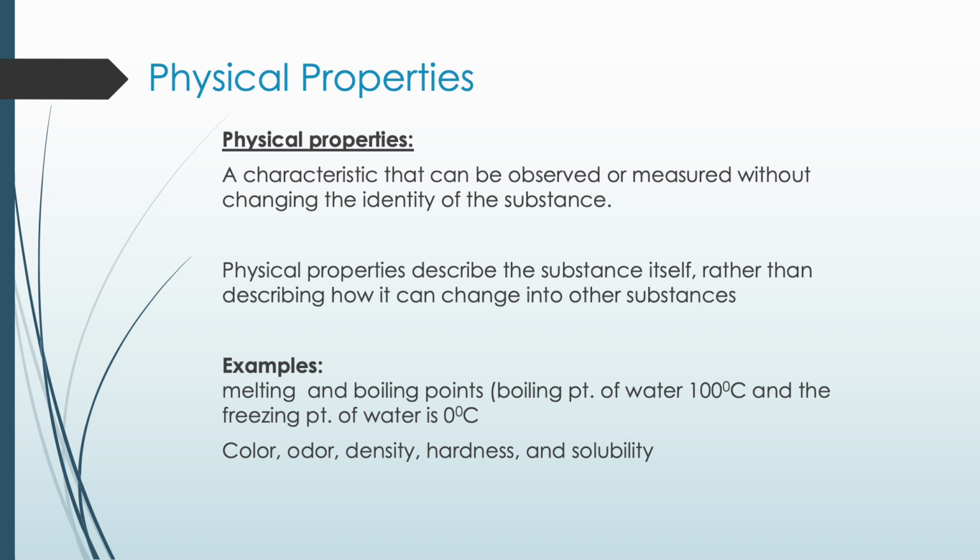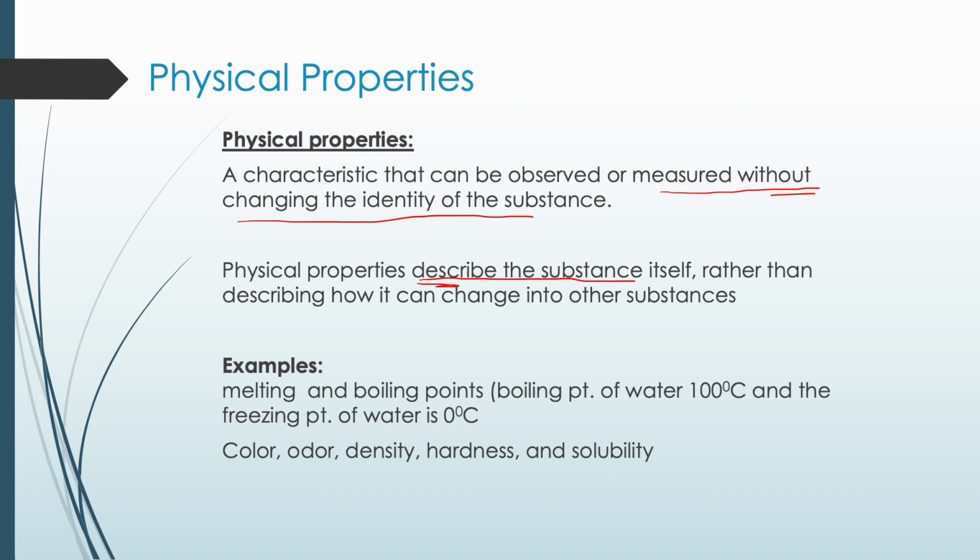Okay, looking at physical properties: a characteristic that can be observed or measured without changing the identity of the substance. It's important to point out that when you look at physical properties, these are measured or observed without changing the identity of the substance. Physical properties describe the substance rather than describing how it can change into other substances. So you're just doing a description at this point.